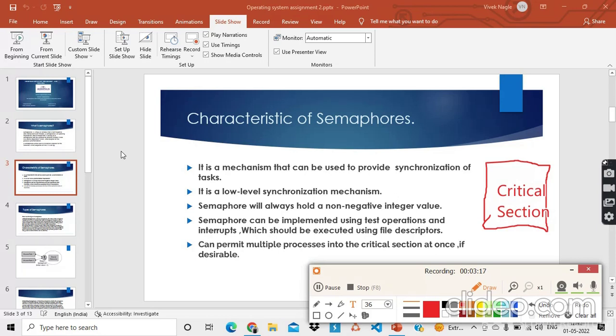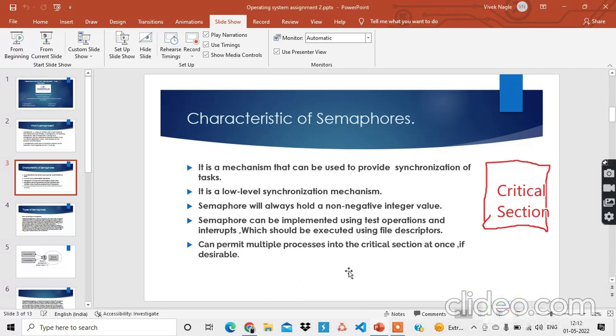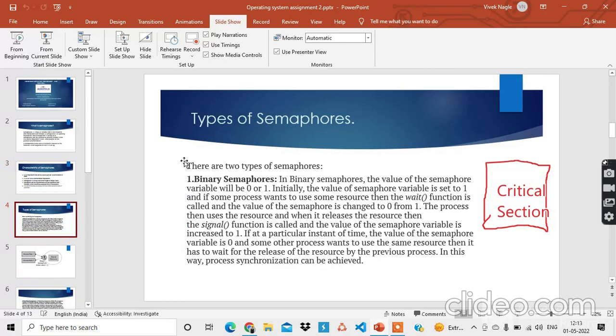Semaphores will always hold a non-negative integer variable. Semaphores can be implemented using test operations and interrupts. They can permit multiple processes into the critical section at once if desirable. As we discussed, semaphores support mutual exclusion, which means multiple processes can work simultaneously and access resources at the same time. Next, we discuss the types of semaphores.